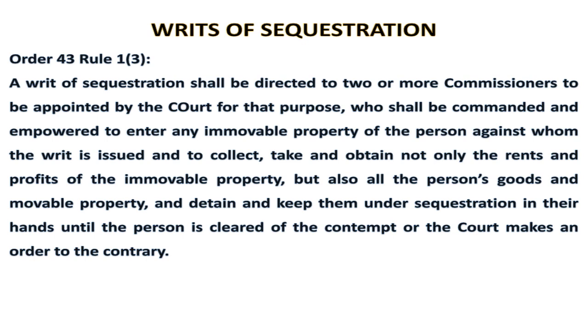So to more or less punish you, the rule contemplates that we shall appoint 2 or more commissioners. They shall enter any immovable property that belongs to the judgment debtor, collect all the rents, collect the profits. They are holding it. They are making it very uncomfortable. They also detain the goods, and they will keep them in their possession until you, the debtor, are cleared of contempt of court, or the court makes an order to the contrary.